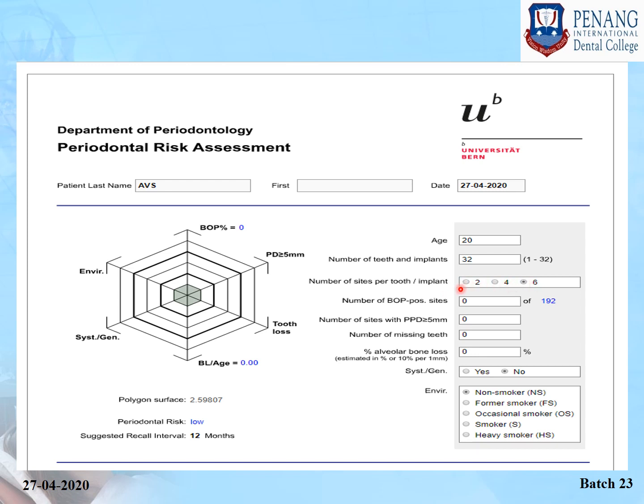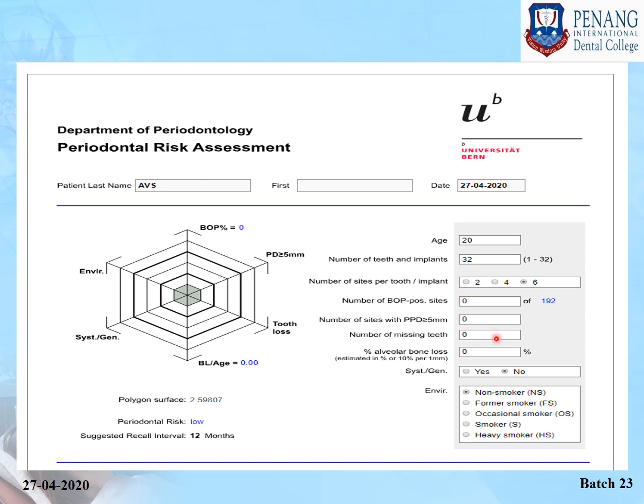Whenever you enter 2, 4, 6, the multiplication of these number of sites will be done by the number of teeth or implants present automatically, and the result will come here. So for example, when we are doing inspection of 6 sites in 32 teeth, 192 sites will be shown. Then here you have to enter the number of bleeding on probing positive sites. Here you have to enter the number of sites which have probing depth more than 5 mm.